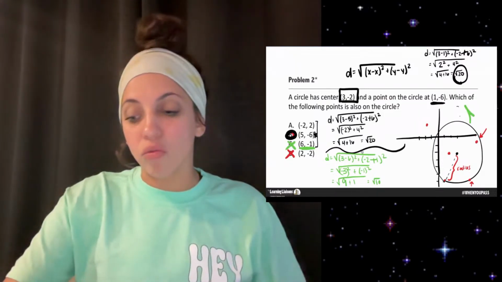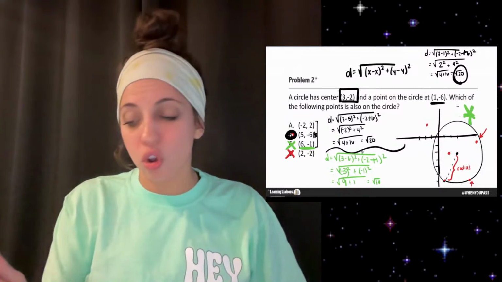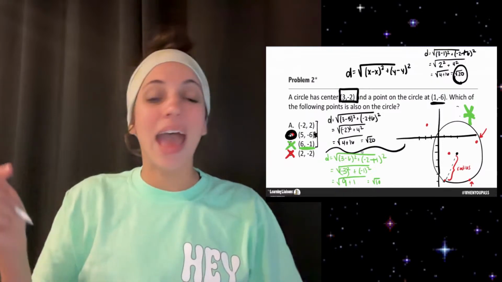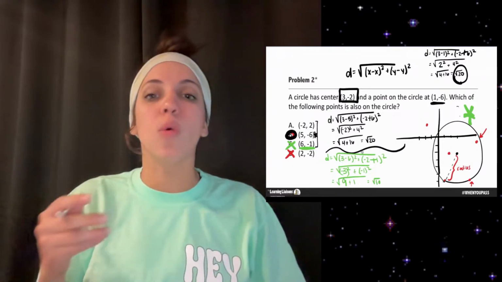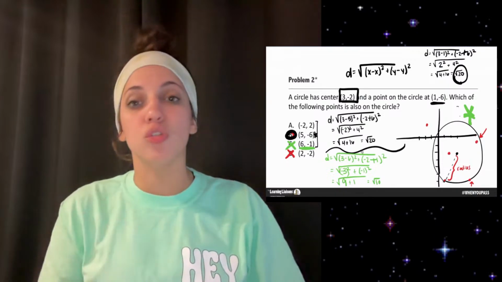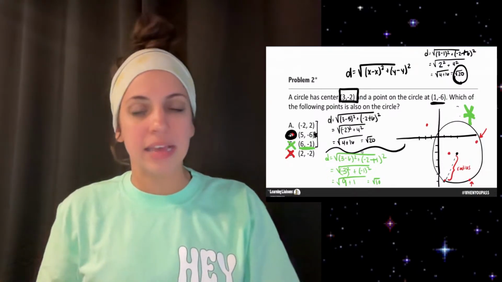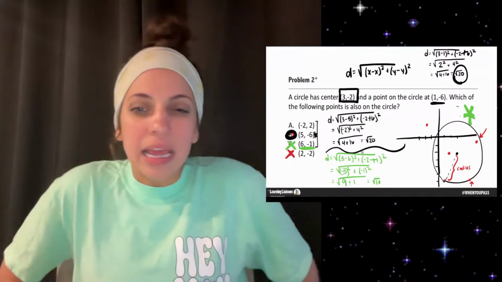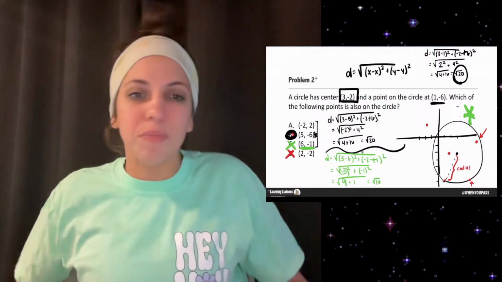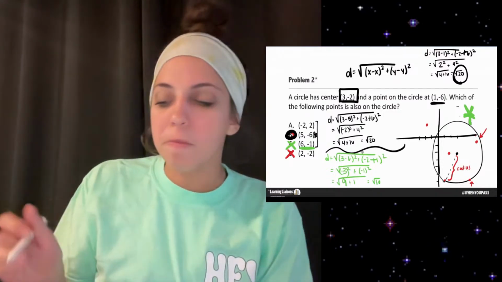Now, I got really lucky that I drew an okay enough circle where that point landed on the circle. That does not happen very often. And so, like I said, I would not rely on that method to choose the correct answer unless I was running out of time. And then that method is pretty much the method that you're going to use because you don't have enough time to do all that distance formula stuff, right?